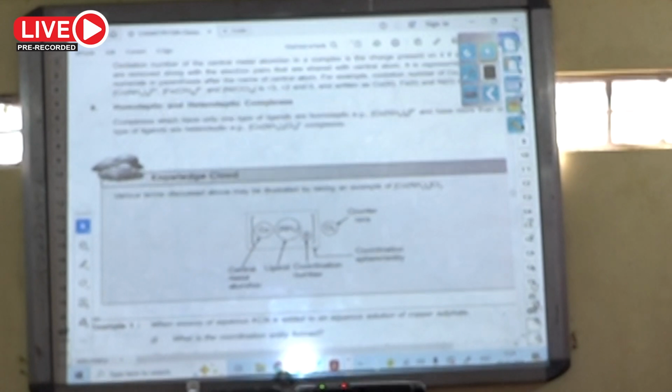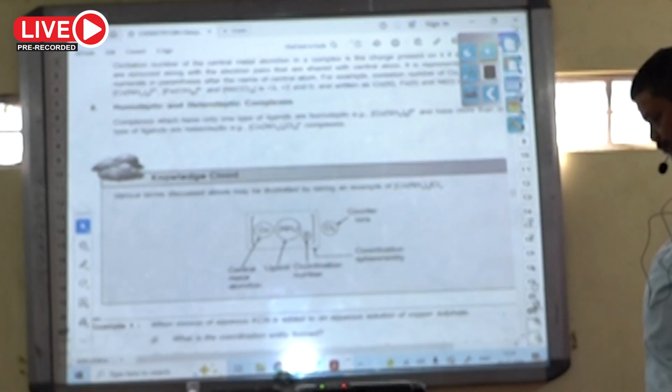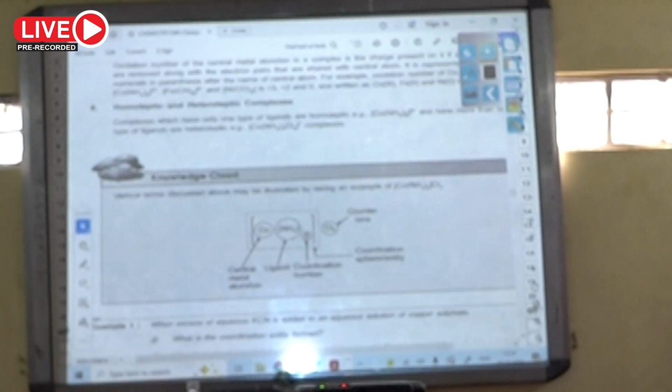Write the subheading: Werner's theory of complexes. So, Werner's theory of complexes, first point: the metal atom or ion in a complex. Please write the first point.